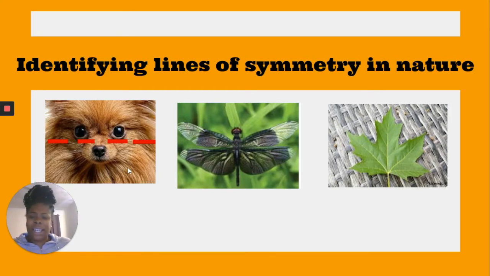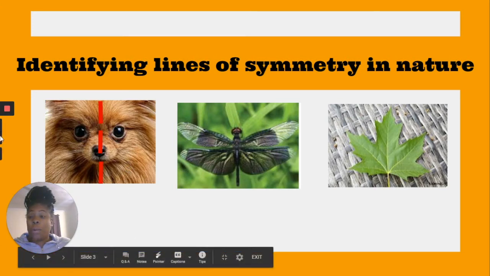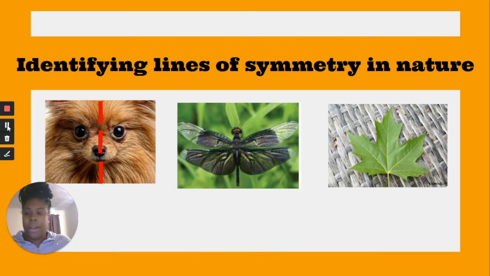So I'm going to delete that, and I'm going to see what will happen if I draw a vertical line of symmetry. Now that I've drawn the vertical line of symmetry, I notice that there's an eye on one side and an eye on the other. I notice that his nose is split in the middle with one nostril on each side, as well as his whiskers. This tells me that there is one line of symmetry on our puppy.